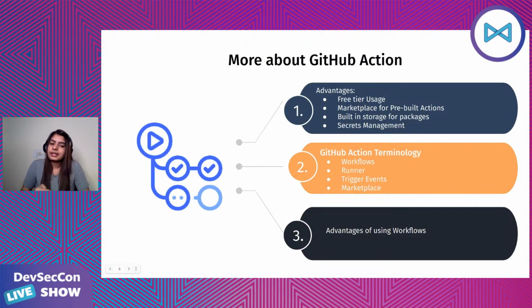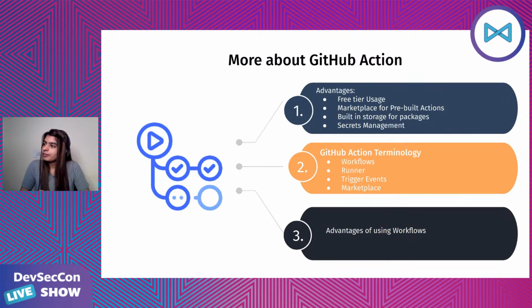Then the second benefit is the marketplace for pre-built actions. You can use pre-built workflows, actions, and tasks from the marketplace easily, and built-in storage for packages. So GitHub Actions helps you automate your software development workflows in the same place you store packages and collaborate on pull requests and issues.